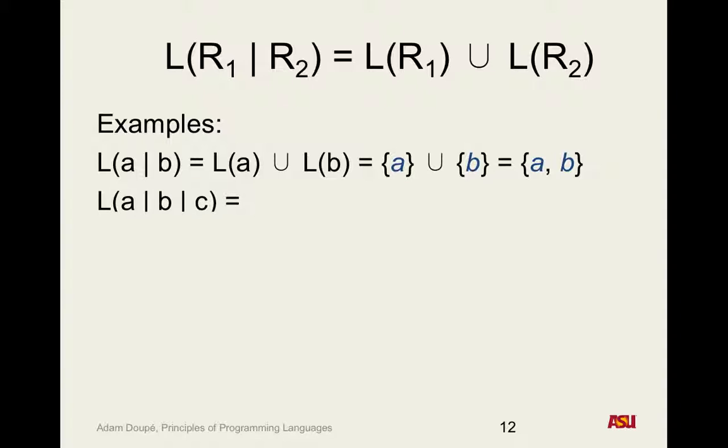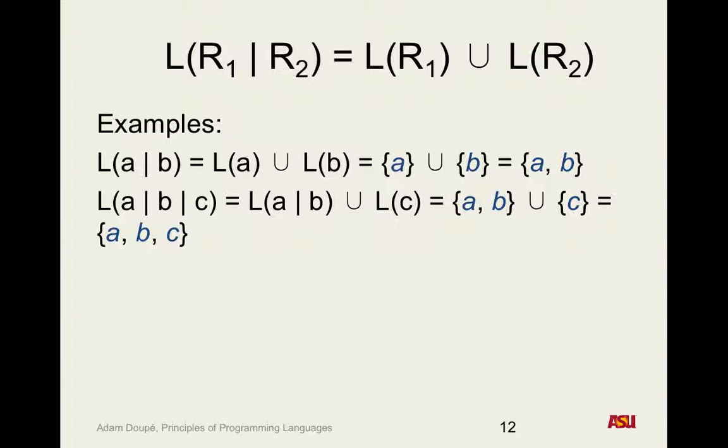Okay, this goes vaguely more complicated. The language described by the regular expression A bar B bar C. Applying the first rule at top once, we're going to get the language described by A bar B, union the language described by C. So does everybody see that A bar B is a regular expression, in this case R1 in the example on top? We know from above that the language described by the regular expression A bar B is the set containing the strings A and B, right? And we'll replace that there with the language described by the regular expression C, the set containing C. Then we union those together, so we add C to this set, right? And now we've got a nice set there.